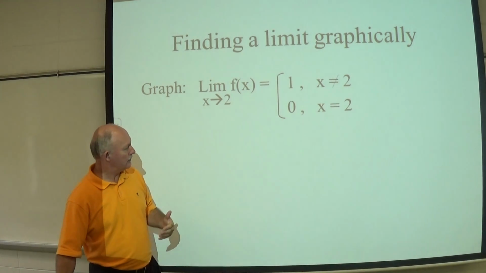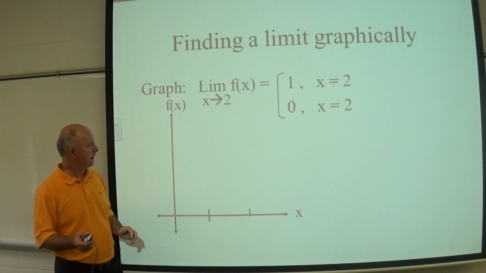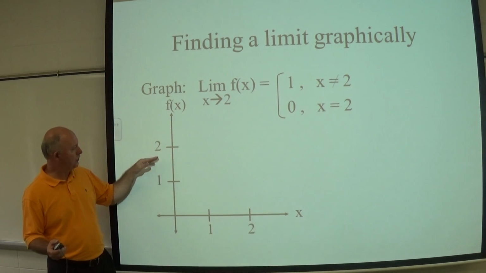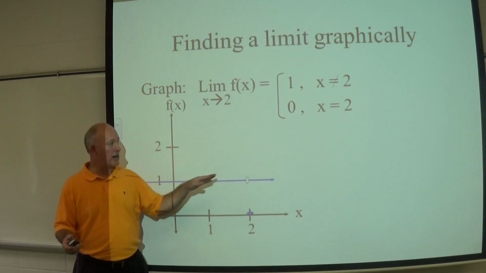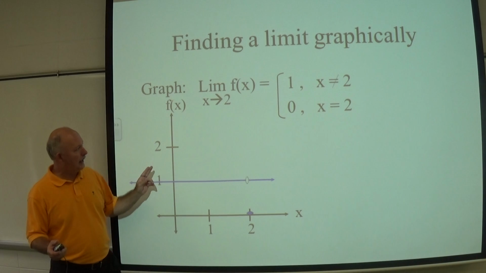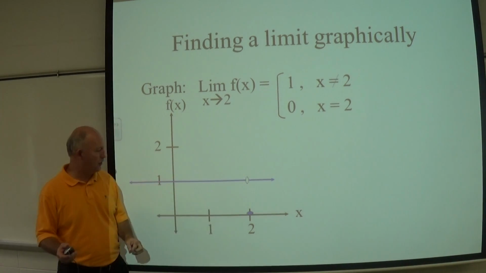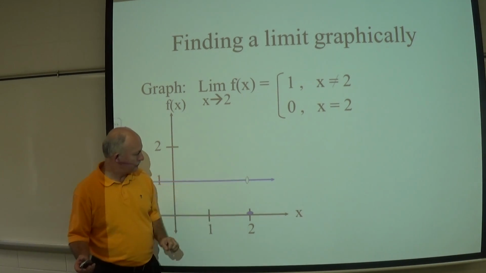So let's take a look at the graph real quick. I'll give you a little sketch here, just a quick sketch on PowerPoint. So 1, 2. We're going to graph f of x equals 1, which is just a horizontal line. You can see, except at x equal 2, the function drops down to 0. So x is 2, and the y value will be 0.